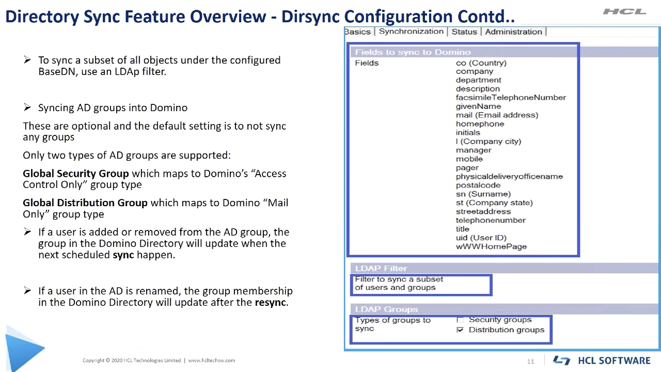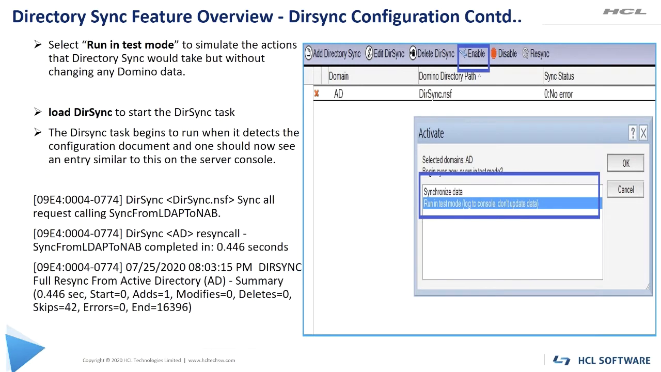Moving to the next slide. Till now, we only completed the configuration for DIRSync. Now we are going to enable DIRSync. There are two options when you enable DIRSync. The options are synchronize the data and run in test mode.